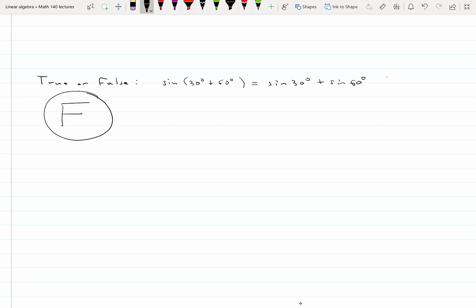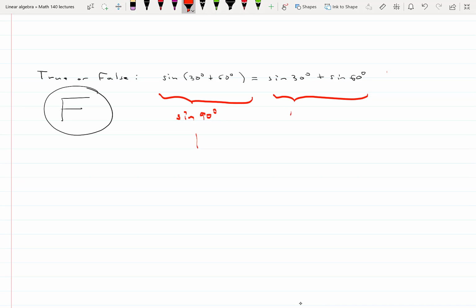It's easy to check that this doesn't work. You can work the left-hand side and the right-hand side separately. The left-hand side: if I add 30 and 60, I get 90, and the sine of 90 is 1. That should be known to you by now. On the other side, the sine of 30 is 1/2, plus the sine of 60 is radical 3 over 2, and we get 1 plus radical 3 over 2. And these are not equal. 1 does not equal 1 plus the square root of 3 over 2. So it's really easy to see that this is false.